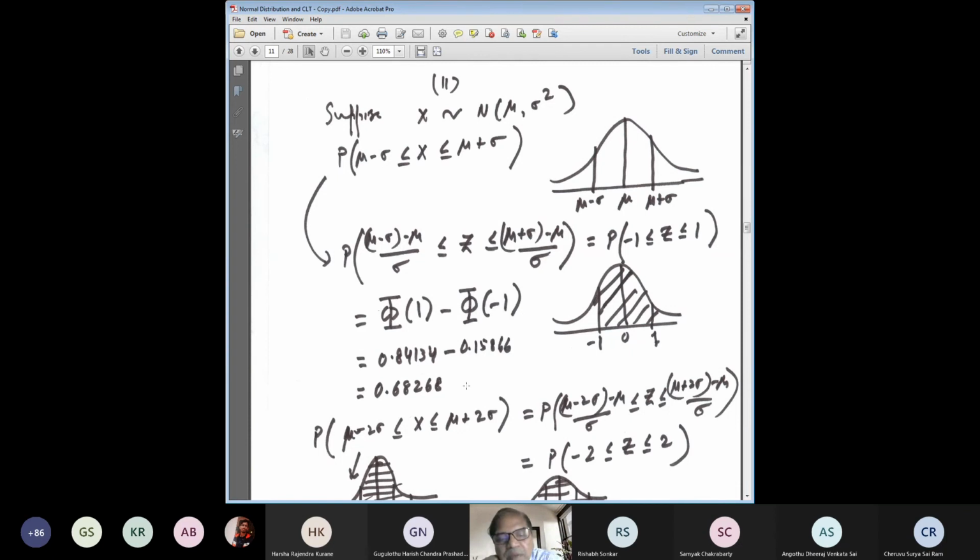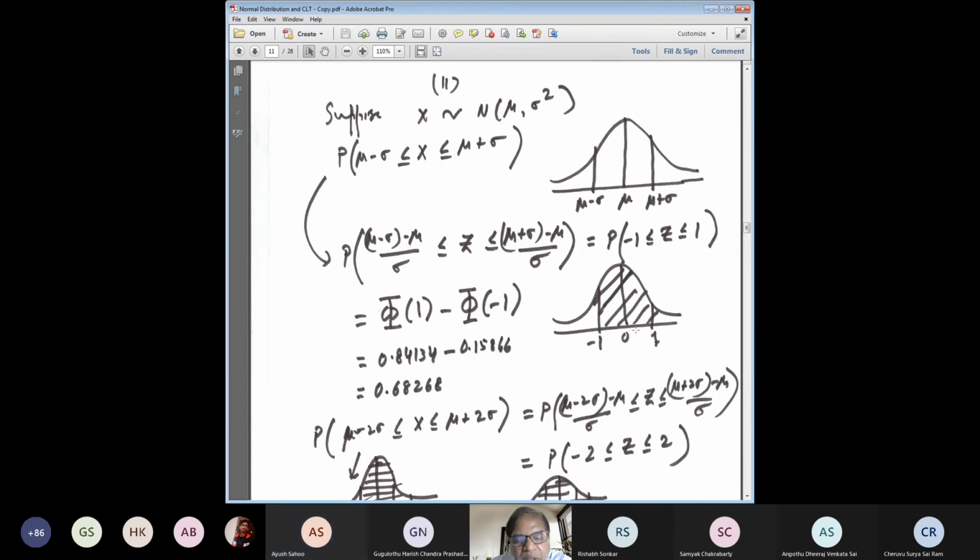Hello. Sir, here won't we add P of -1? Like P of -1 less than or equal to z less than or equal to 1. So if we do phi of 1 minus phi of -1, then won't we add the probability at x equal to -1?